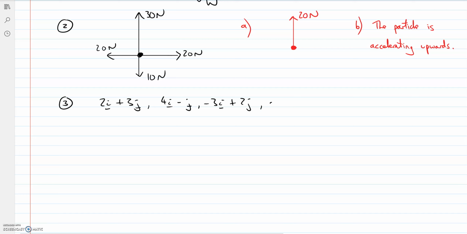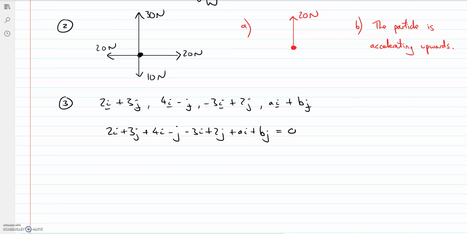and ai plus bj act on an object which is in equilibrium. So in equilibrium, all the forces acting are balanced. So we should be able to form an equation here and use that. So if they're in equilibrium, that means our resultant force is zero. If we add them all together, remember if we add vectors together, we get the resultant vector.